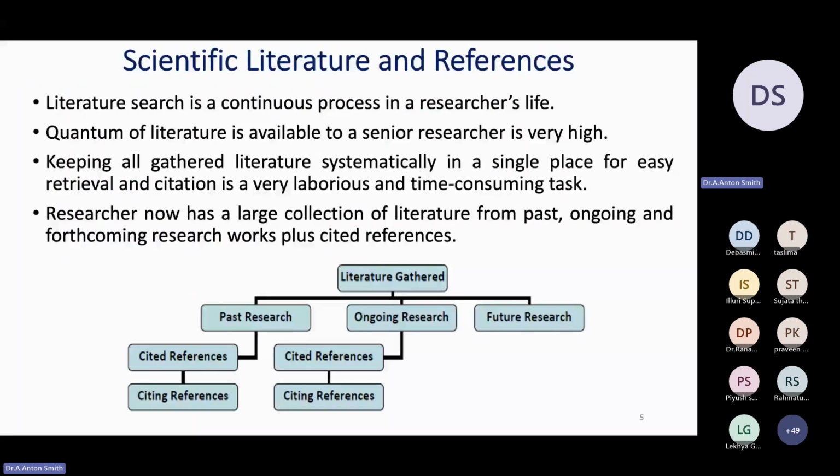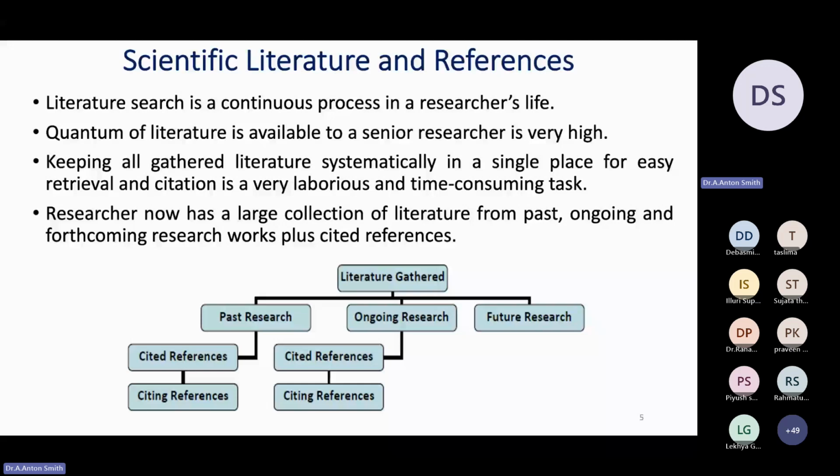Coming to literature and references. When you go for scientific references, the number of research literature reviews is an important criterion to collect up-to-date knowledge before starting any research work. It is a continuous process for the researcher until they stop their research in life. The quantum of literature available to senior researchers is very high, because one person may have worked in a particular area for the past 10 years. He may publish an article, and later his own article may be cited by himself because of the continuity of work. Second, in that area he may publish a lot of articles. All these gathered together make the amount of literature high.